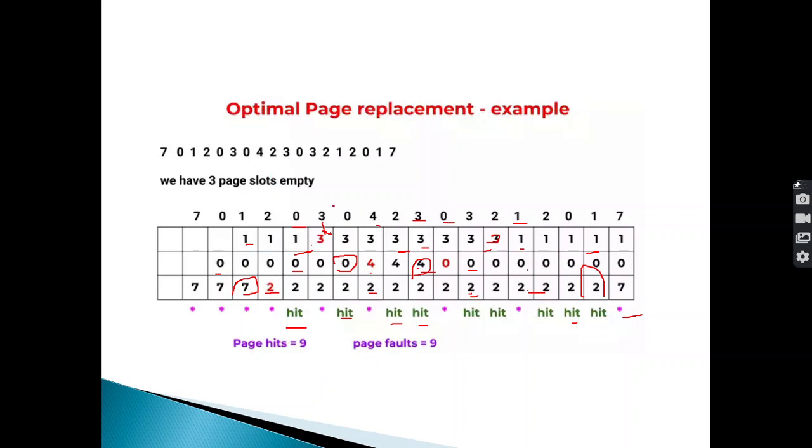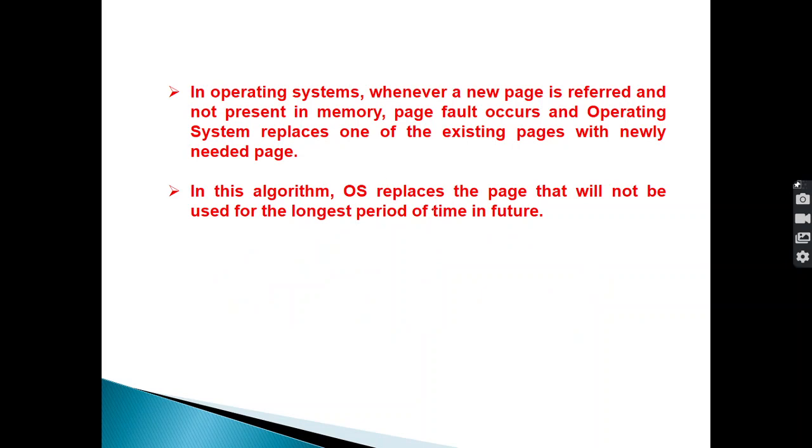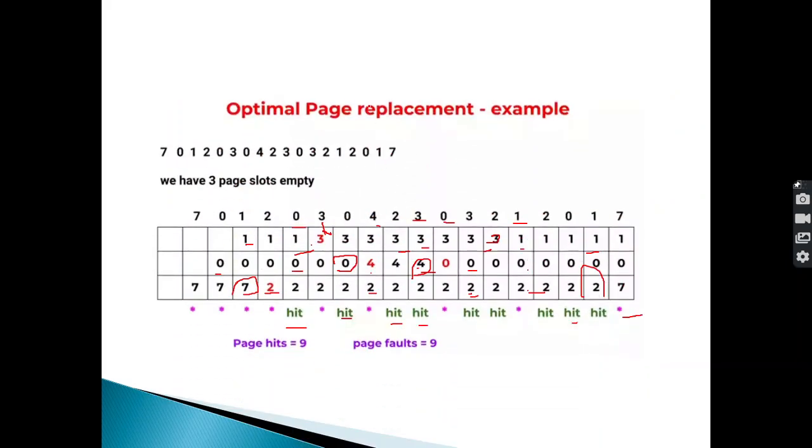So what do you understand from the page replacement algorithm here? In this algorithm, the OS replaces the page that will not be used for the longest period of time in the future. Moreover, the purpose of a page replacement algorithm is to reduce the page faults. So we want to reduce the page faults and get more page hits here.